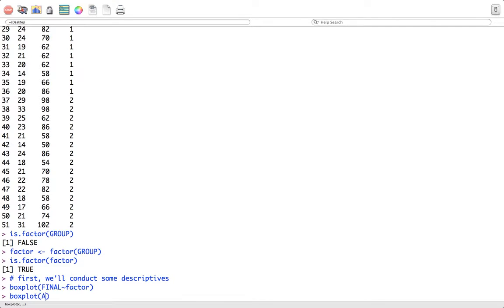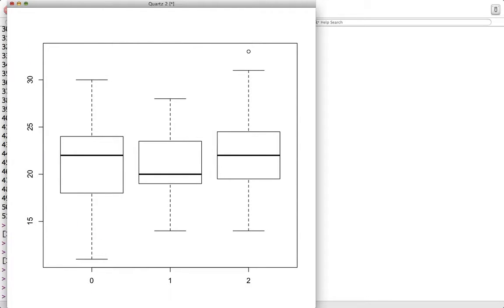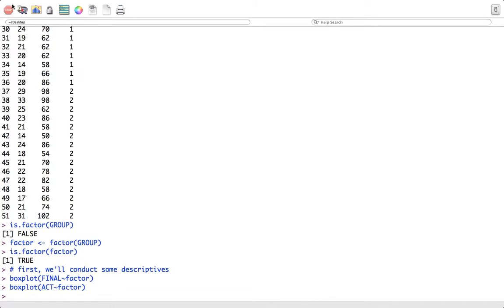Box plot, I want to go ACT over factor. And again, medians, looks like the median score for the first group is quite a bit below the median for groups 0 and 2. And again, a lot more variability in ACT scores across group 0. Again, something I'm going to want to keep in the back of my mind.